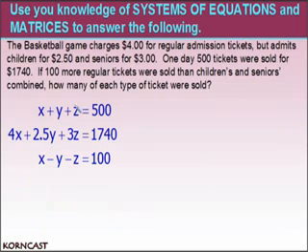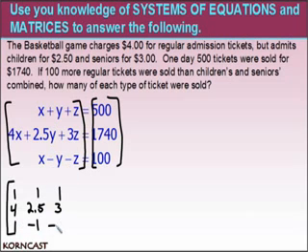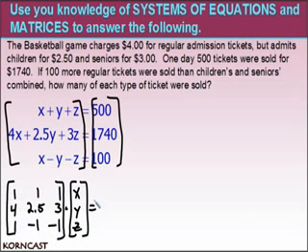So the first thing that I'm going to do is matricize the left part of my system as well as the right side. When I do that, I'm going to get my coefficient matrix: 1, 1, 1, 4, 2.5, 3, 1, negative 1, negative 1. And that 3 by 3 matrix is going to be multiplied by my unknown matrix, x, y, z. And that product is going to equal my 3 by 1 matrix, 500, 1740, and 100.